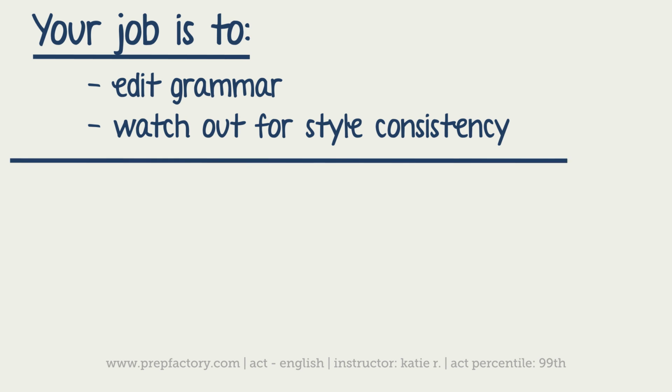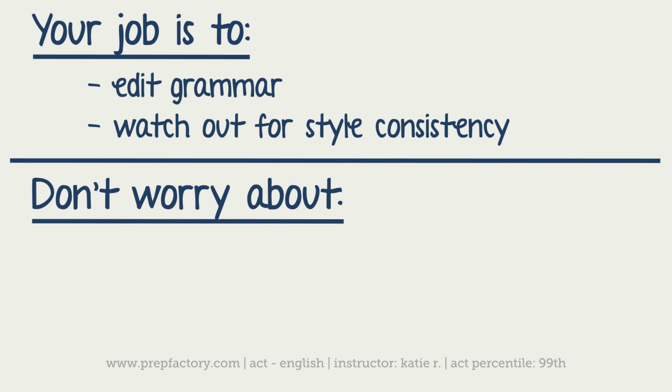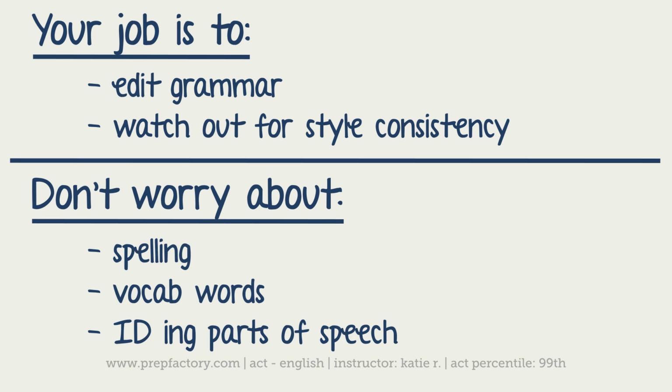Now, with that, you also have to know what kinds of things you don't have to worry about. You never have to worry about spelling, vocab words, or identifying parts of speech. So if you think the problem is that a word is spelled wrong, you want to double check that it's not a diction error, which means that it's not that the word is spelled wrong, it's that they've put in a word that means something else that looks very similar.